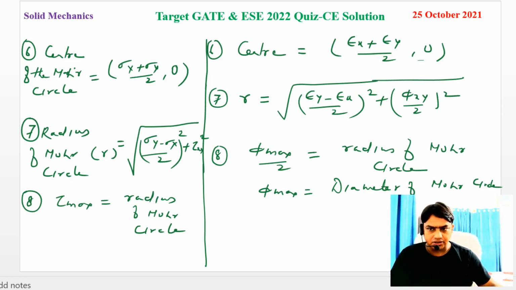So I have solved this question by two approaches: either by the formula for the radius of the Mohr circle, or by computing the major and minor principal strain and then the maximum shear strain. So we have solved this question. So C option is correct.